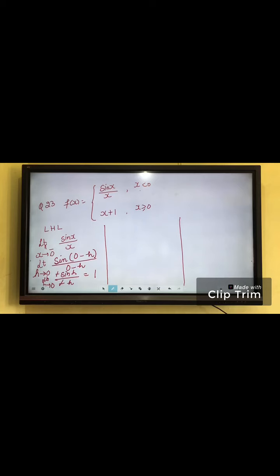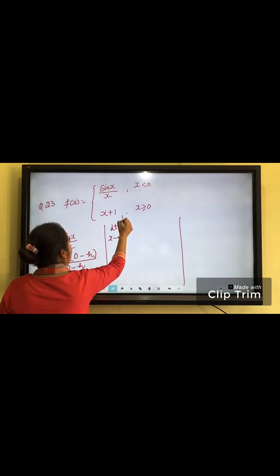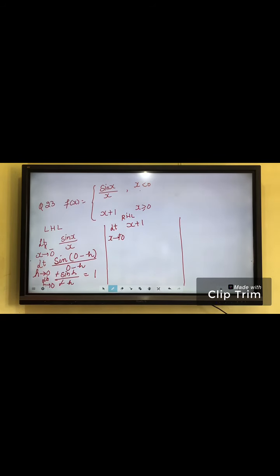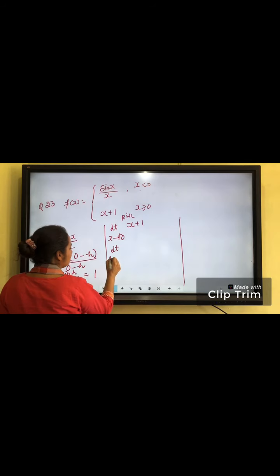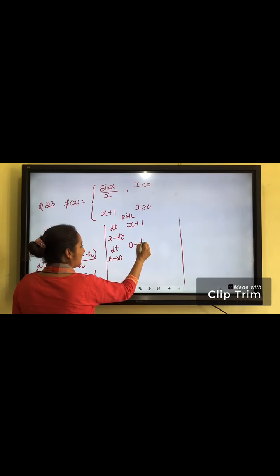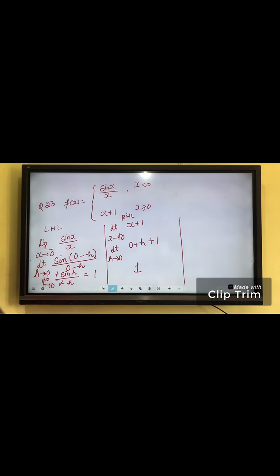Now let's discuss the right hand limit. Limit x approaches 0 from the right, which is plus. The function is x plus 1. Here we can't apply the limit directly because in the first step we have to remove the plus sign. h approaches 0. Now how do you change x? 0 plus h plus 1. Now apply the limit, and the answer here is 1. Again, both limits are equal.